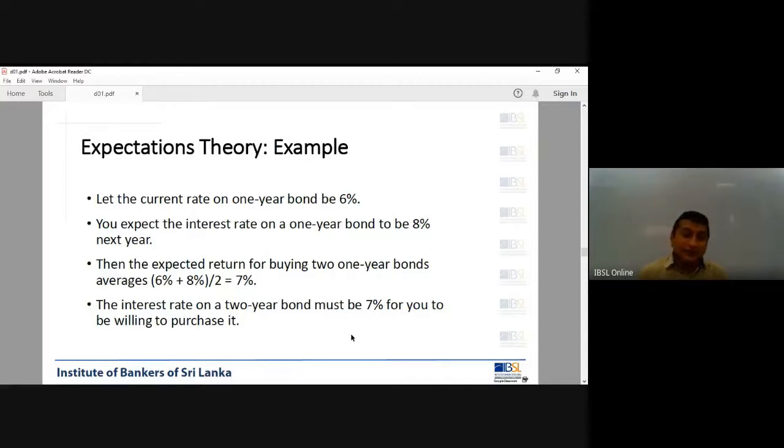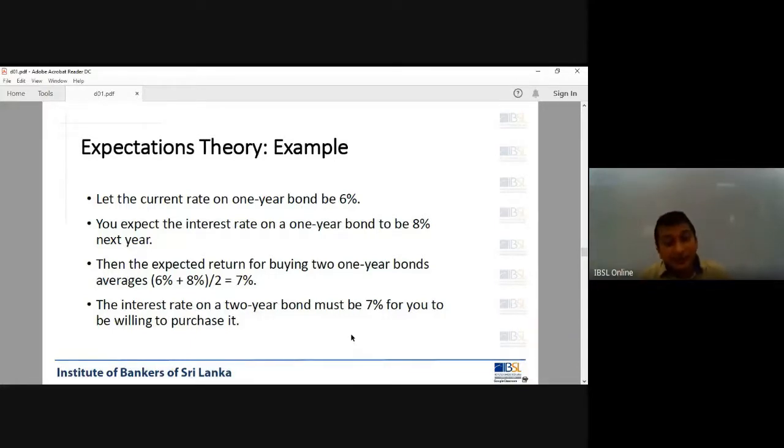So when you see 6% as the 1-year interest rate today and a 1-year interest rate of 8% next year, today's 2-year interest rate should be the average of the 1-year interest rates across the lifetime of the 2-year that you are looking at for investment. So the 2-year interest rate in this case is 6 plus 8 divided by 2, which is nothing but 7%. So the interest rate on a 2-year bond must be 7% for you to buy that 2-year bond today.